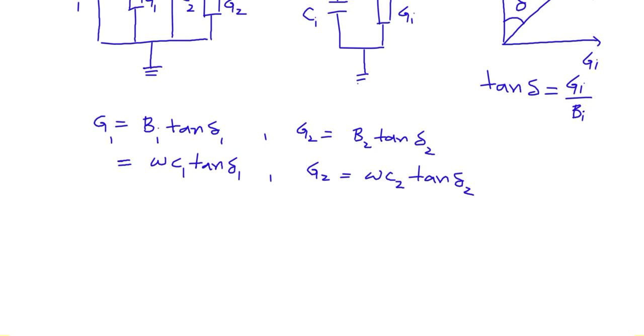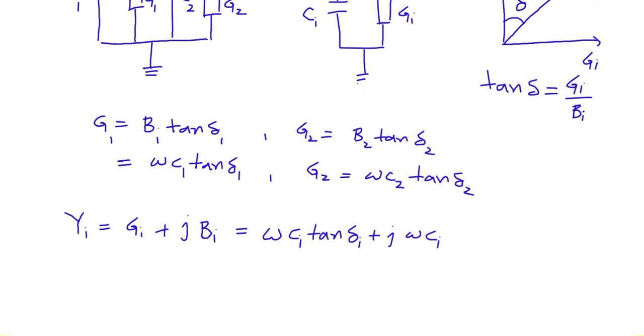So now our equivalent admittance will be equal to G_i plus j B_i, which can further be written as omega C_i tangent delta_i, or tangent delta simply, plus j omega C_i.